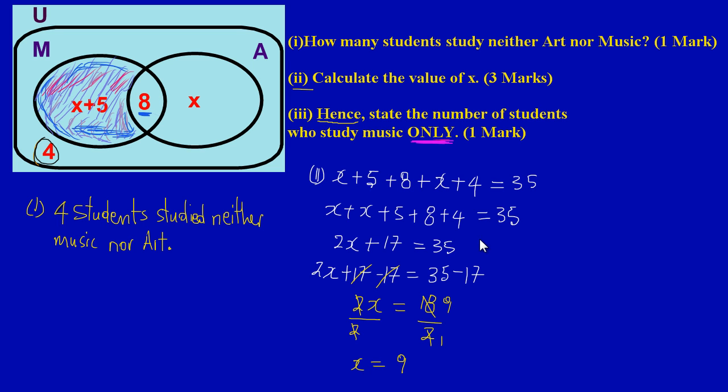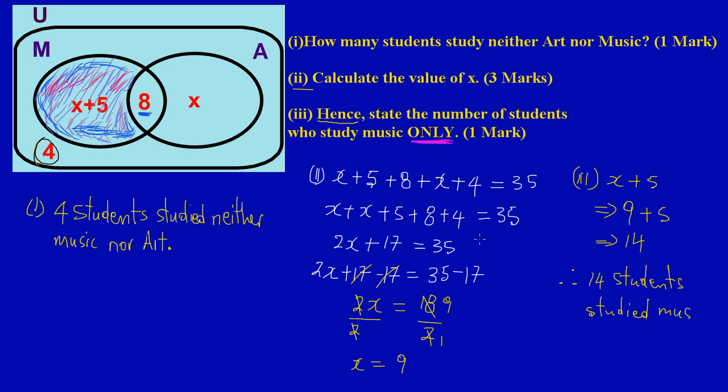So therefore, to answer part 3, inside this region we have x plus 5. So we're saying x plus 5 students studied music only. But if you notice, we would have calculated the value of x down the bottom there. So we know that x is 9, so we're just substituting. So 9 plus 5 would give us 14. So therefore, since it's a worded problem, we can make our statement. Therefore, 14 students studied music. Okay, and that's it.